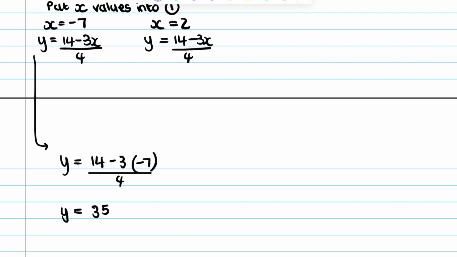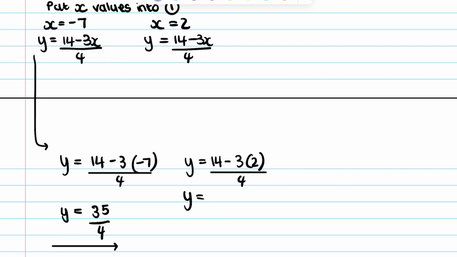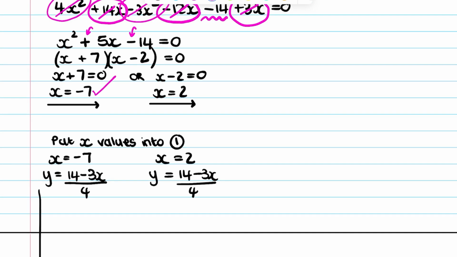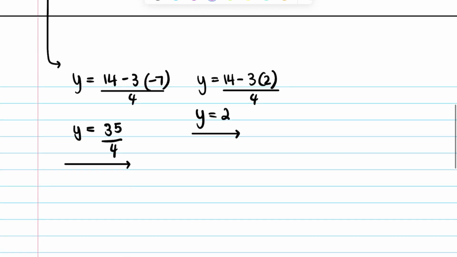That's going to give us y is equal to 35 over 4. I know that looks like a weird answer, but it is indeed correct. And then on the other side, we have y is equal to 14 minus 3 times 2 all over 4. And y is then equal to 2. So your values should then be x is equal to negative 7, x is equal to 2, and then your y value should be y is equal to 35 over 4, and y is equal to 2. And that is how you tackle this sum.